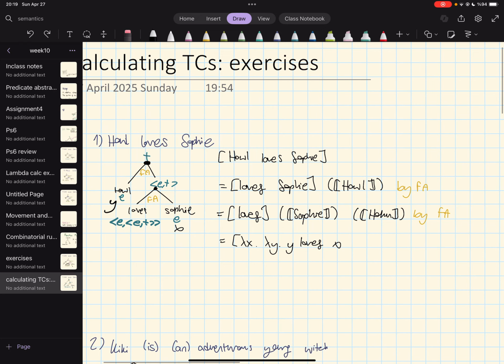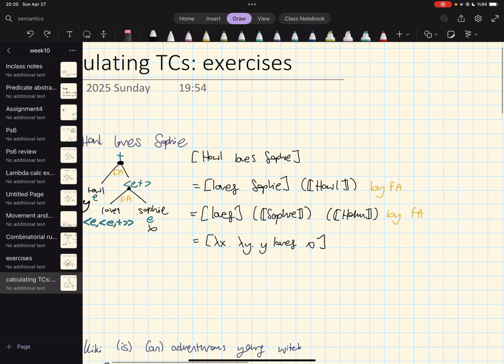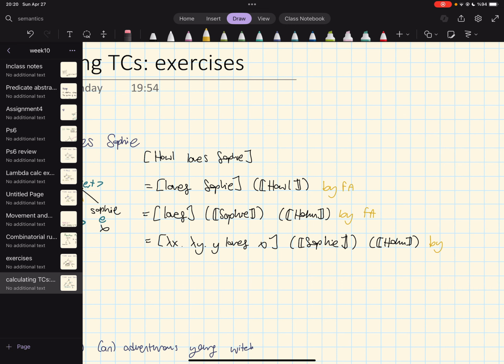The reason why I didn't say x loves y and instead I said y loves x is because in my denotation I'm writing lambda x first, and the first lambda that needs to be eliminated, calculated, let's say, would have to be Sophie, because it's sister to the first function that I'm going to compute. So now I also need to write down my arguments, which are Sophie and Haku. Here we go. This was calculated by the lexicon.